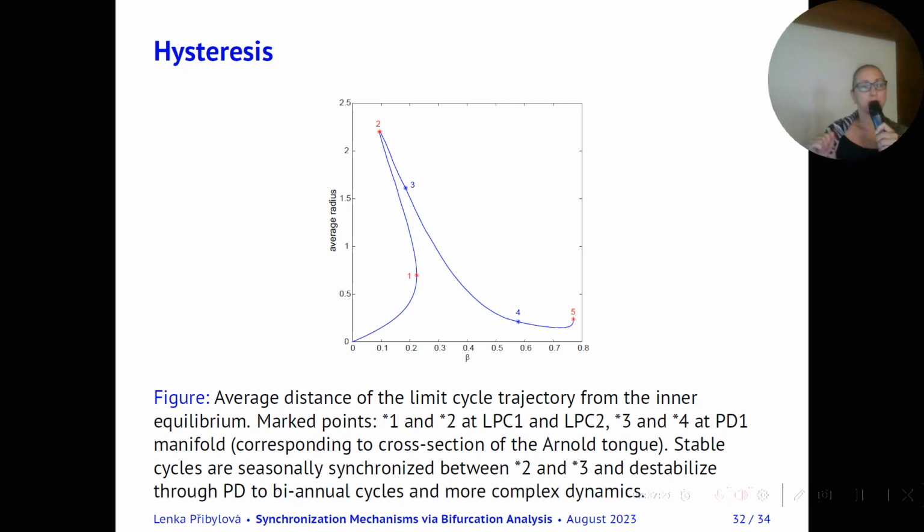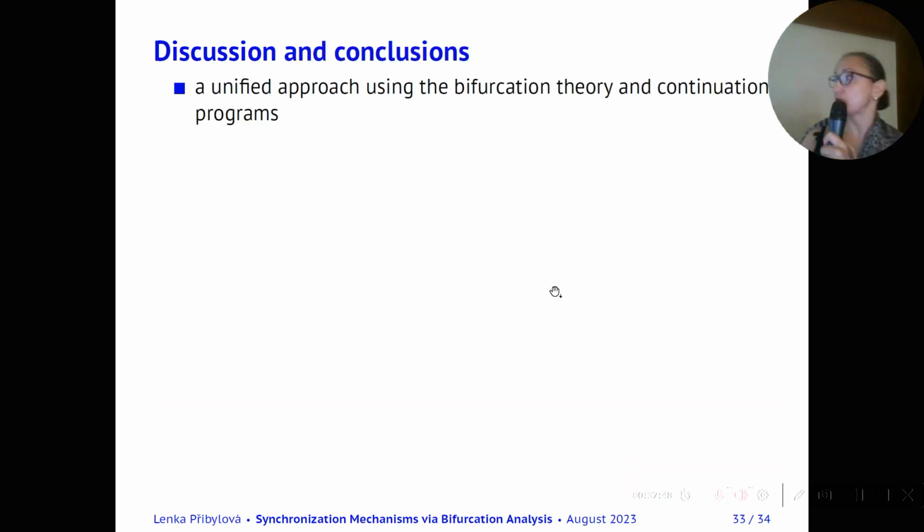And what we found is that higher levels of Allee effect make the system behave more irregularly, of course. In the beginning it is synchronized with season, and when the beta is going up, you get biannual cycles and multi-annual cycles. Okay, so I think I come to the end.